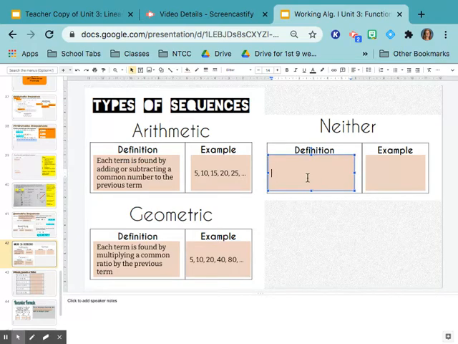Okay, neither. How do we know if a sequence is neither? The sequence does not follow a pattern of add or subtract, or multiply or divide by a common number.